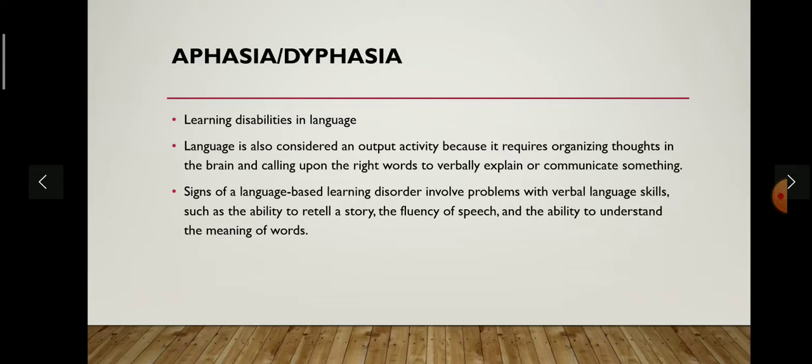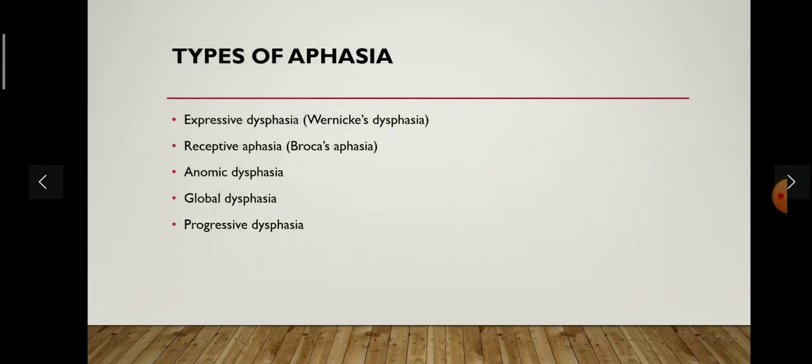Signs of a language-based learning disorder involve problems with verbal language skills, such as the ability to retell a story, fluency of speech, and the ability to understand the meaning of words. Next is types of aphasia. Aphasia has different types: expressive dysphasia, receptive aphasia, anomic dysphasia, global dysphasia, progressive dysphasia. I will explain types of aphasia in another video.